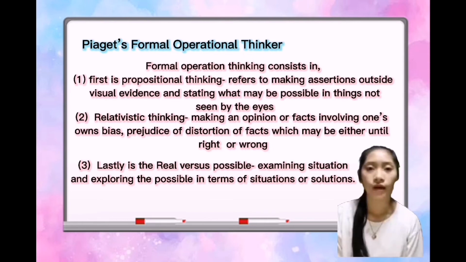Second, relativistic thinking, making an opinion or stating facts involving one's own bias, prejudice, or distortion of facts, which may be entered into as right or wrong. For example, arguing for or against the superiority of the races, whether white, brown, yellow, or black.